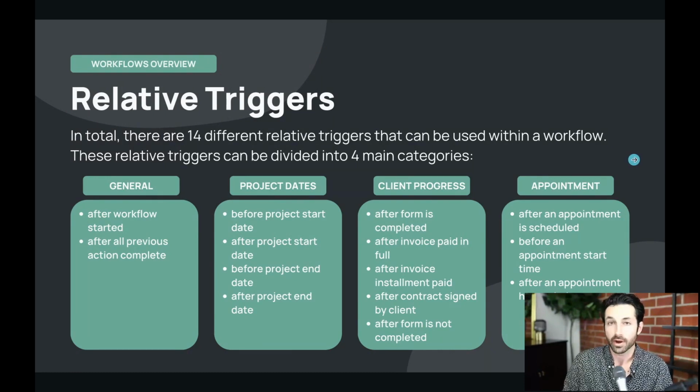Now, if you aren't aware of where to set that project date, we will talk about that in just a little bit. The client progress triggers include after form is completed, after invoice paid in full, after invoice installment paid, and we're going to dig deeper on that one. The after contract signed by clients, and after form is not completed. And again, we're going to look at that one a little bit more closely as well.